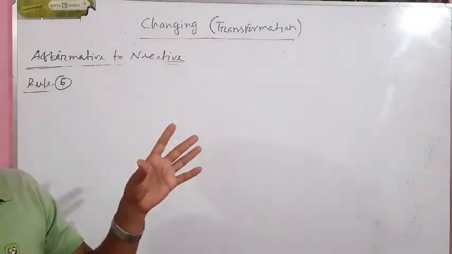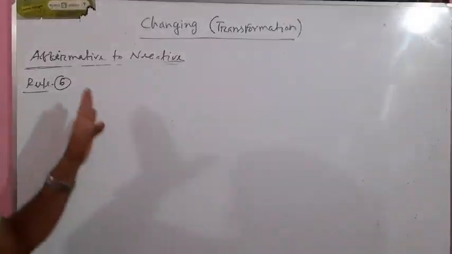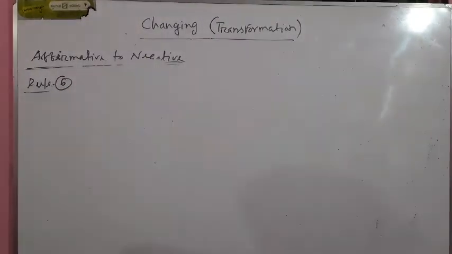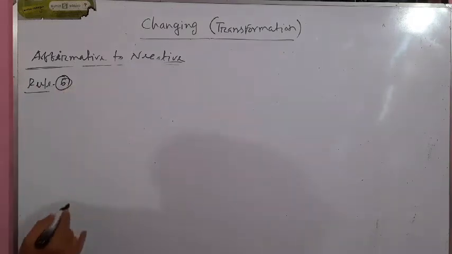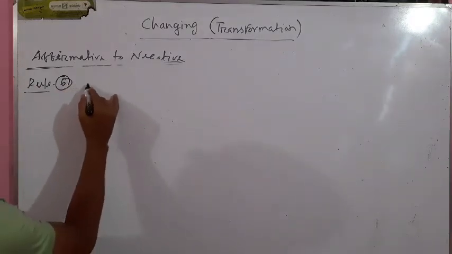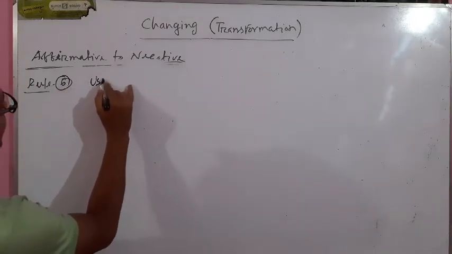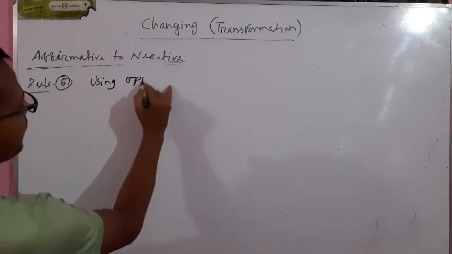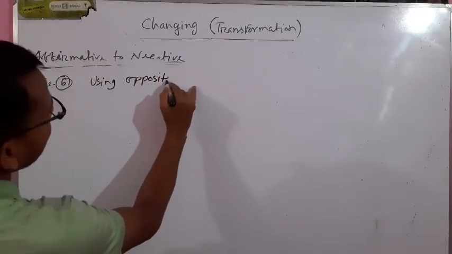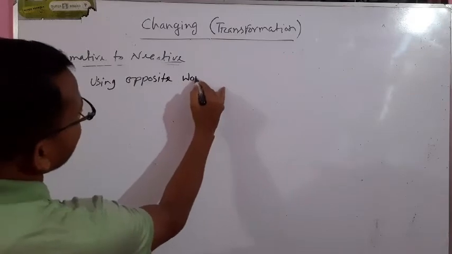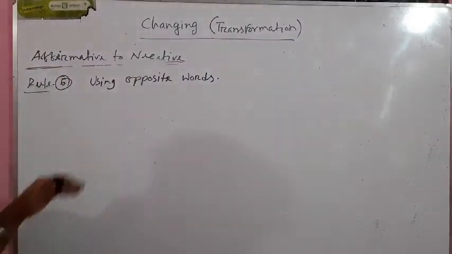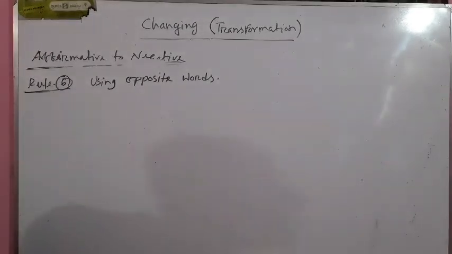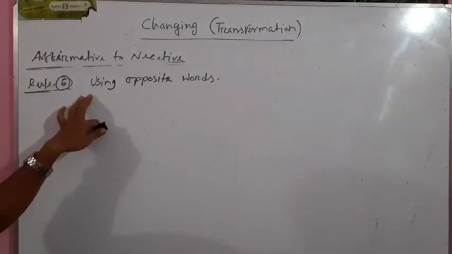There are so many sentences. There can be so many sentences. I am just showing 3 or 4 important sentences. If I think this, the name of the headline of the rule can be given as using opposite words. So there are so many opposite words. So there can be a huge amount of examples.